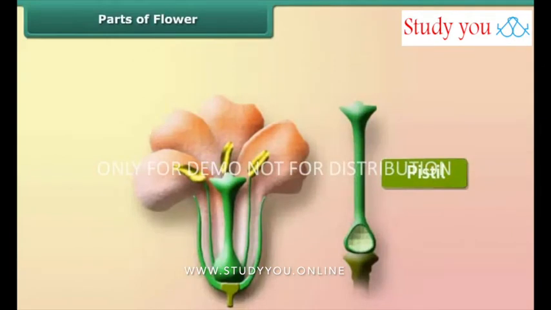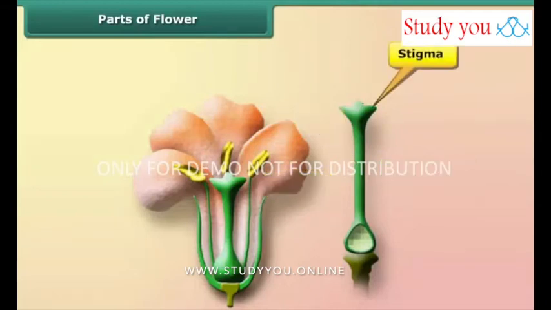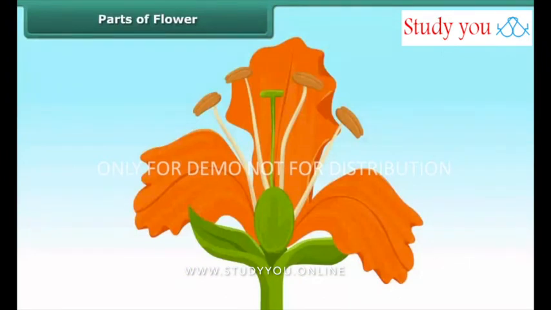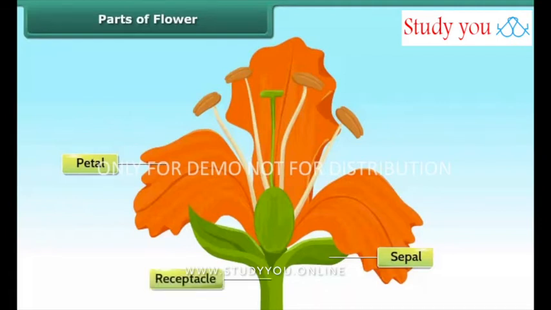The pistil has three parts, stigma, style, and ovary. The stigma is the sticky surface on the top of the pistil. It traps and holds the pollen. The style is the tube-like structure that holds up the stigma, and the ovary contains the ovules. Other important parts of the flower are the petals and sepals. Petal is the colored part of a flower. The sepals are the green petal-like parts at the base of the flower. Receptacle is the part of a flower stalk where the parts of the flower are attached.